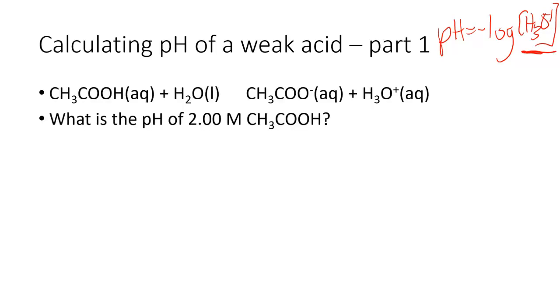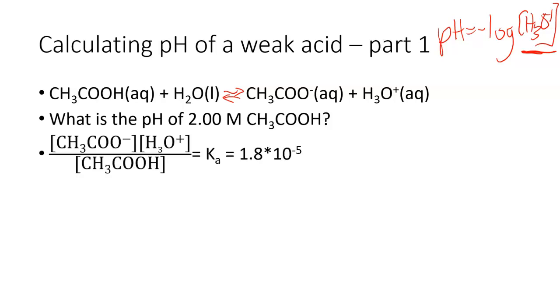So in our reaction, we want to find the pH of 2.00 molar CH3COOH, so the acetic acid. We know the K value and the K expression. We looked at that in the previous slide. So the K value is 1.8 times 10 to the negative 5th. This is a value you would have to be given, or be given enough information to calculate, so you wouldn't be expected to memorize them.